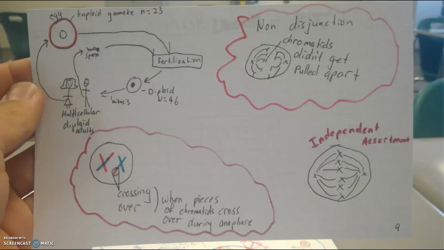Non-disjunction is the failure of homologous chromosomes or sister chromatids to separate properly during cell division. Independent assortment is something that Mendel came up with. He came up with the law of independent assortment, which states that alleles of different genes assort independently from one another during gamete formation. Segregation states that during the production of gametes, the two copies of each hereditary factor segregate so that offspring acquire one factor from each parent.